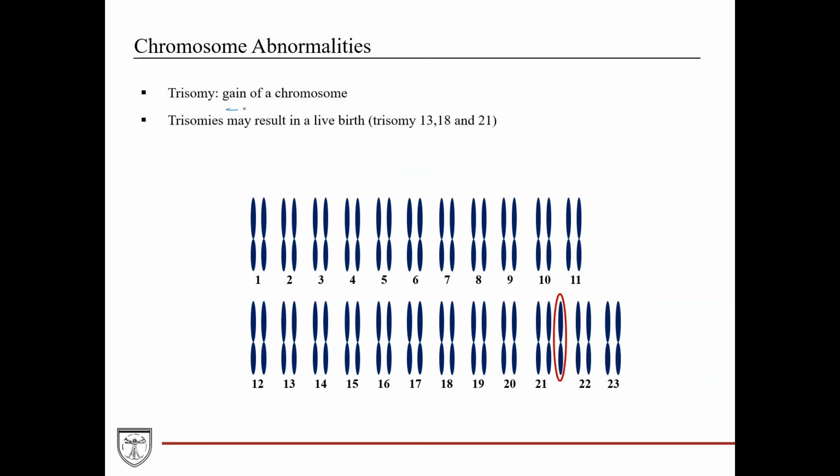Trisomy, again, is a gain of a chromosome, and these may result in live birth when they occur with trisomy 13, 18, or 21. So you have an extra 13 chromosome, 18 chromosome, or 21. And here's an example of that. So you have trisomy 21, where you have an extra 21 chromosome, and this is the underlying cause of Down syndrome.